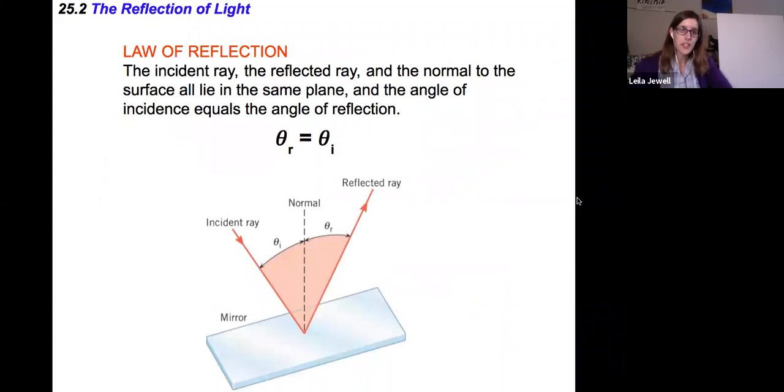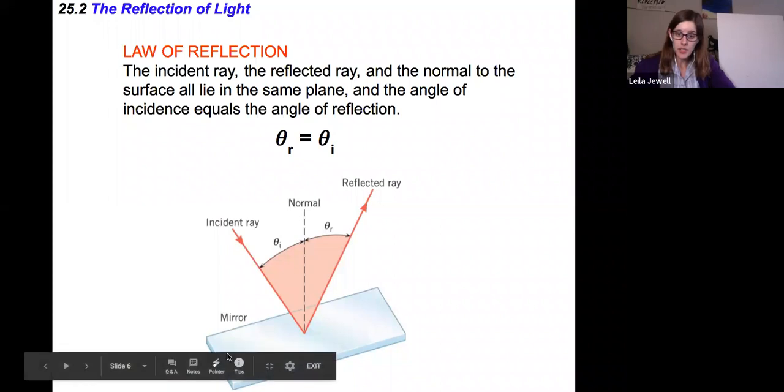Right, so that set the stage for us now to get to section 25.2, which is looking at the reflection of light. And the big idea here that we're going to see in several different instances is this law of reflection. It says the incident ray, the reflected ray, the normal to the surface all lie on the same plane, and the angle of incidence equals the angle of reflection. That's the key detail. Theta r, the angle of reflection, must be the same as whatever theta incident is.